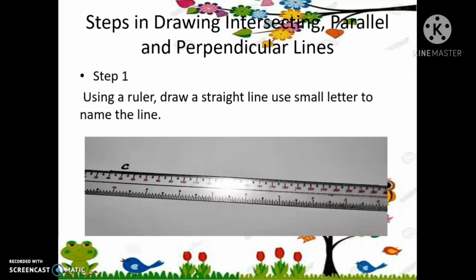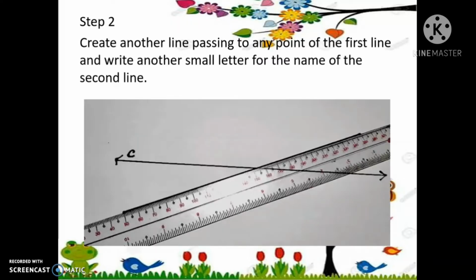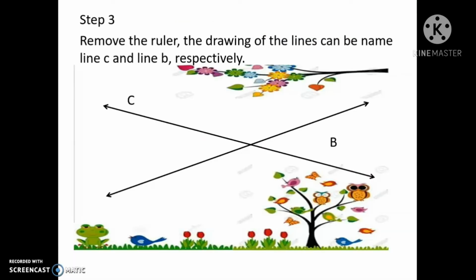These are the steps in drawing intersecting, parallel, and perpendicular lines. For step 1, use a ruler, draw a straight line, and use a small letter to name the line. For step 2, create another line passing through any point of the first line and write another small letter for the name of the second line. The line will be line B. Step 3, remove the ruler. The lines can be named line C and line B respectively. Good job, children. You now finished your intersecting lines.